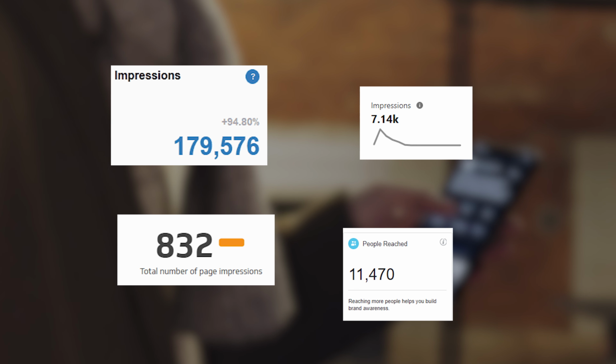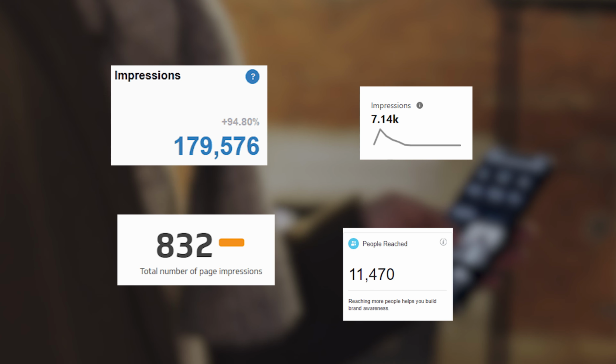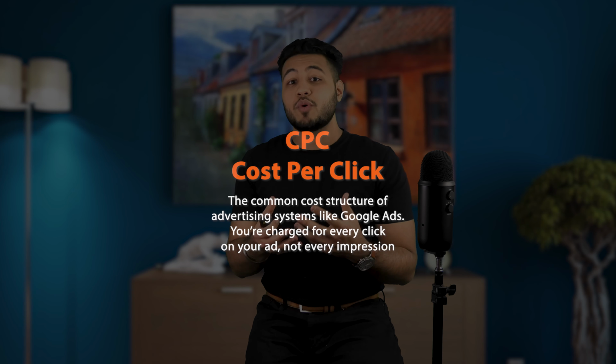Earlier, we talked about impressions and how they can be misleading because impressions can be super high. That just means, hey, we showed your ad to someone. It doesn't necessarily mean the person actually saw it. It just means that as they were scrolling, it was there on their screen. So one thing you could look at is also what was my cost per click?